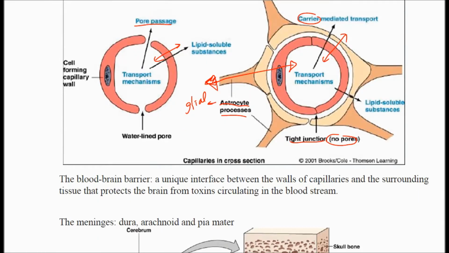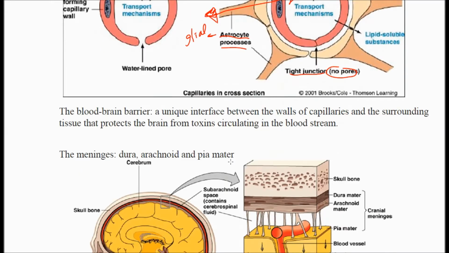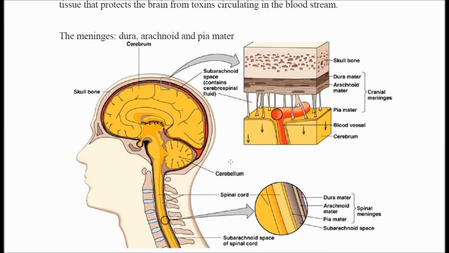What other mechanisms are involved in supporting the brain and the spinal cord? It's the connective tissue, which is the meninges. There are three types of connective tissues: dura, arachnoid, and pia mater. So dura mater, arachnoid mater, and pia mater form the meninges. Mater means mother in Latin. So the most outer mother or supporting structure is dura mater.